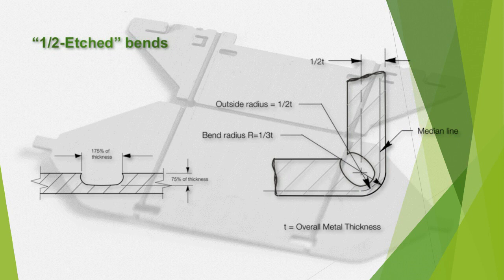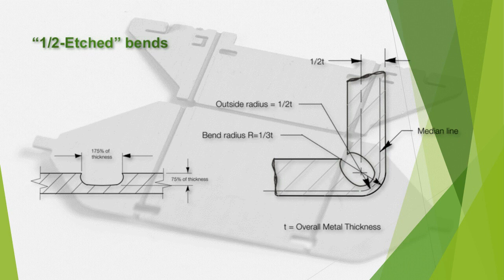Let's talk a little bit about how half-etched bend lines work. Basically, the way it works is a bend channel is etched in one side of the material, usually about 50 to 75% of the thickness deep and 175% of the thickness wide. It's designed so that the math is the same for this diagram as for the previous one.